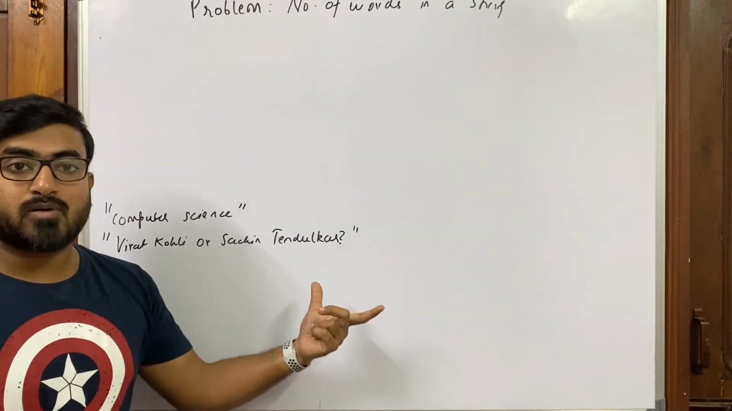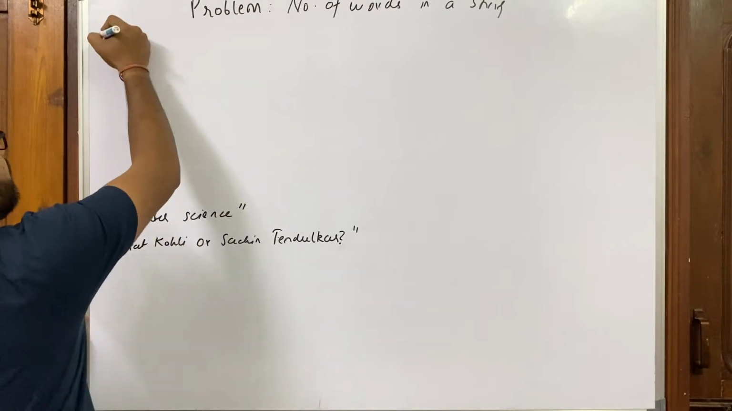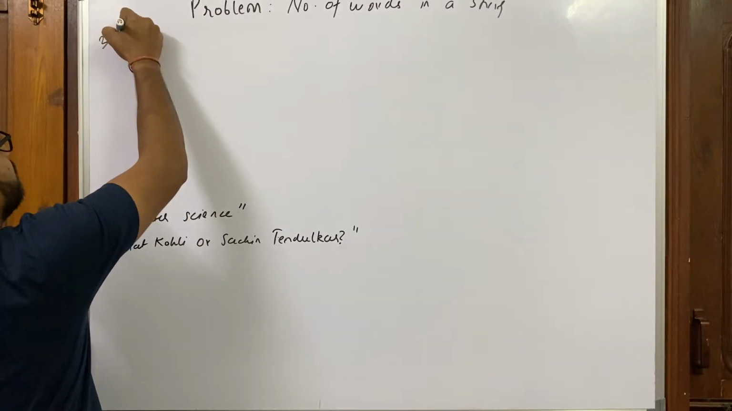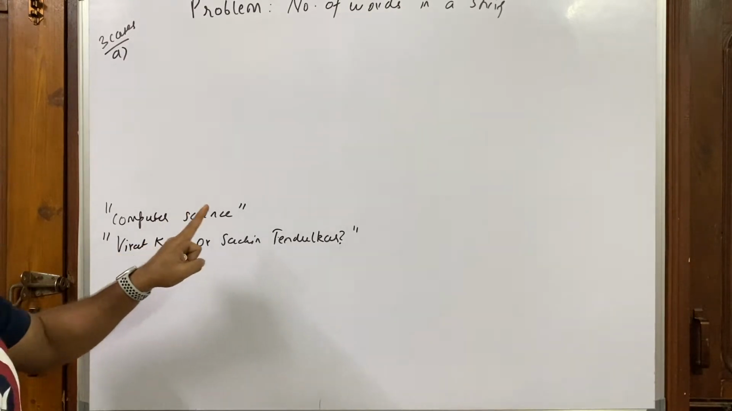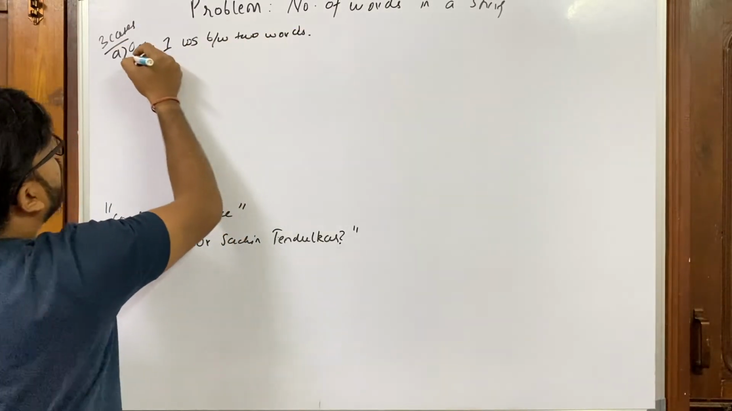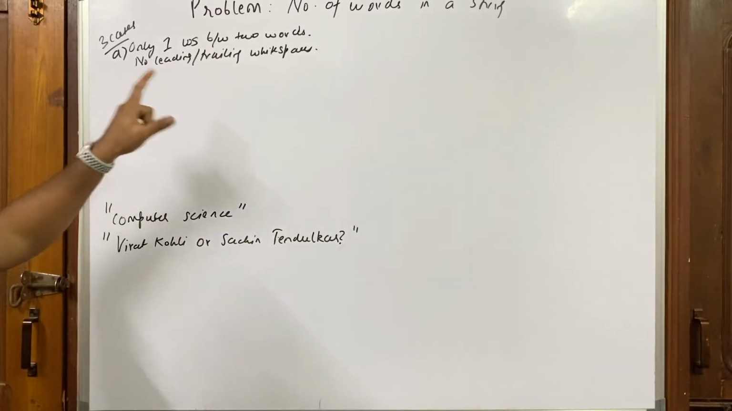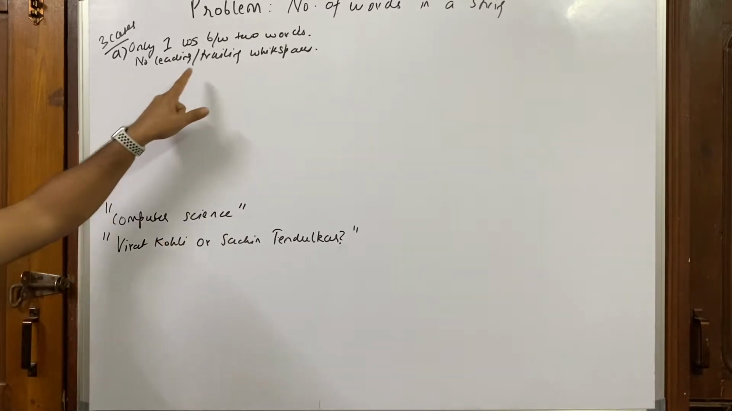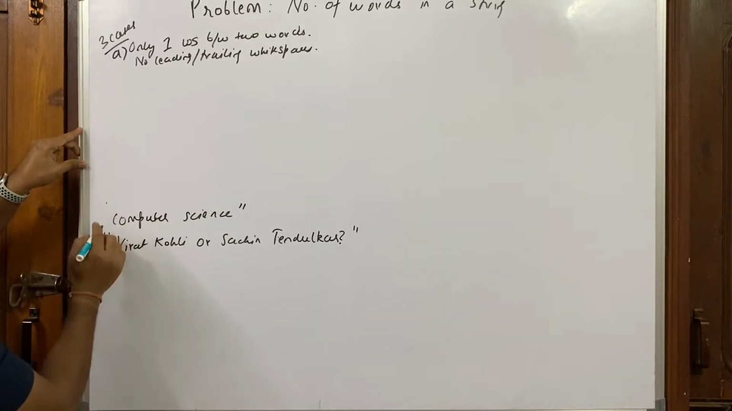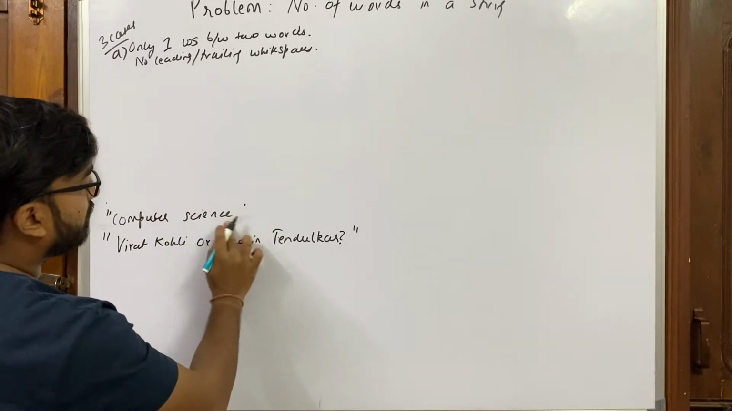So we will solve this problem based upon the type of input we have. I will divide the input into 3 possible cases. Case A is when you have only one space between 2 words and no leading or trailing white spaces. This is the easiest case, where you have only one white space between 2 words. No leading white spaces means there is no white space before the first word, and no trailing white space means there is no white space after the last word.